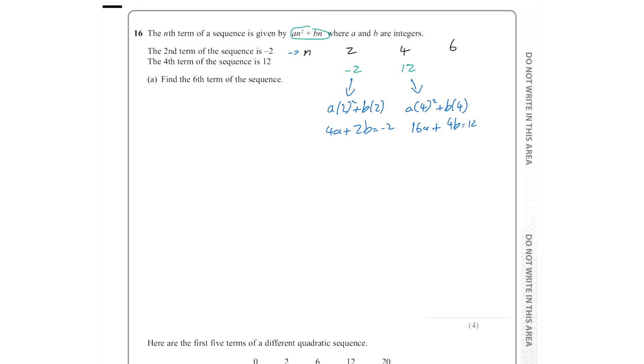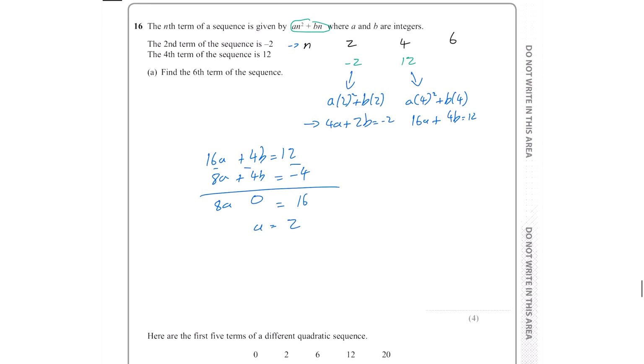And you can hopefully see that these two can be written as simultaneous equations now and solved. So if I write the first equation out, that's going to be 16a plus 4b is equal to 12. Now with the second equation, I can make b the same by multiplying it by 2. So that will then become 8a plus 4b is equal to -4. And now I can subtract all of these, so that becomes a 0. That becomes 8a, which is equal to 16, which means a is equal to 2.